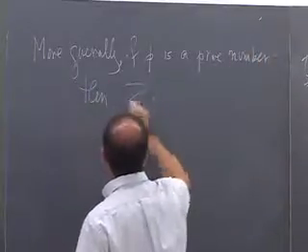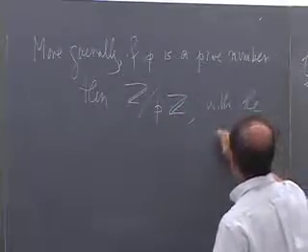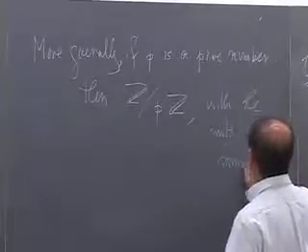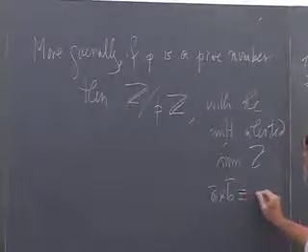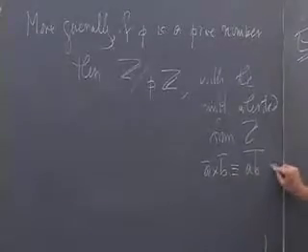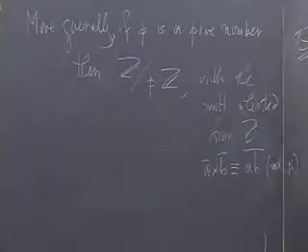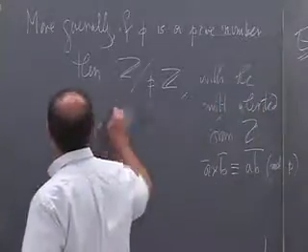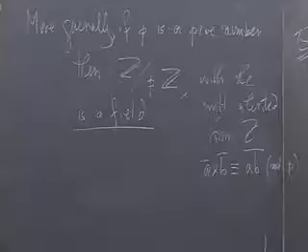then Z mod PZ with the multiplication inherited from Z, in other words, A bar times B bar is congruent to AB bar mod P. Namely, you represent the classes by integers, you multiply them, and you take the remainder after division by P, the way Peter described the multiplication table to you, on Z mod NZ is a field. So that's a remarkable example.